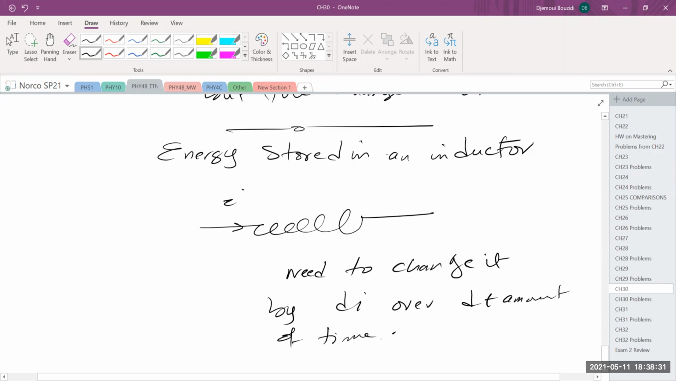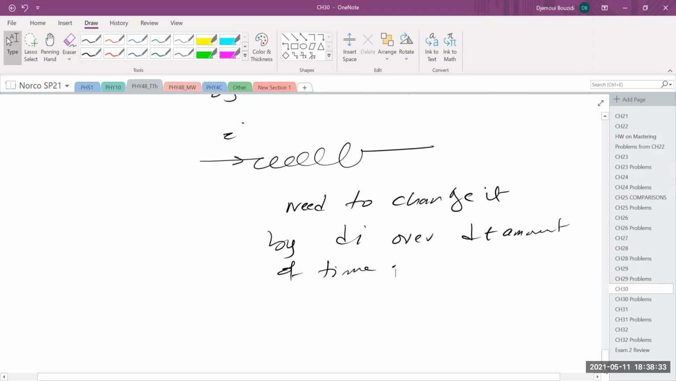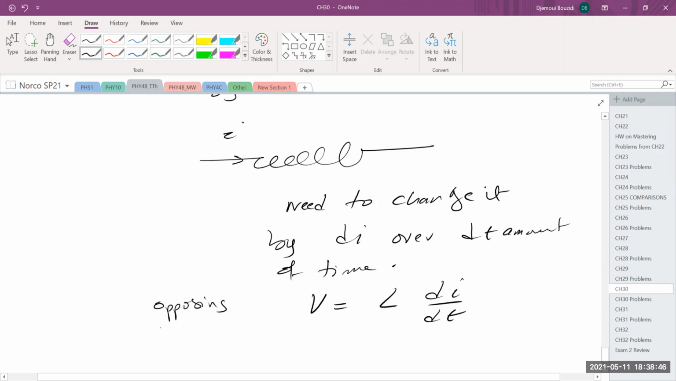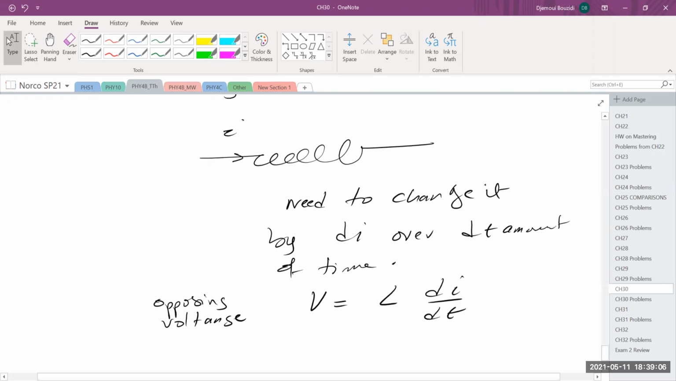If we do that, there is a voltage. And that voltage, in absolute value, we don't care about the sign right now, is going to oppose that. That voltage is V equals L di over dt. This is the opposing voltage. So if I want to do that, I need to overcome this voltage. I need to deliver energy to overcome it. I need to do work to overcome this opposition. And the power with which this is delivered is VI again.